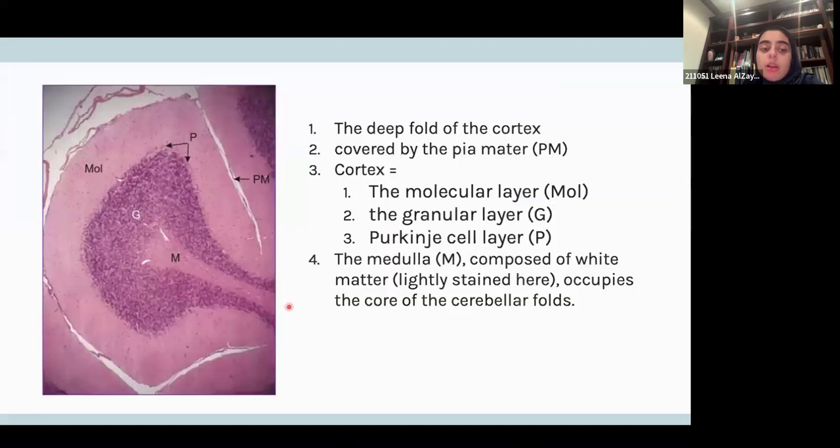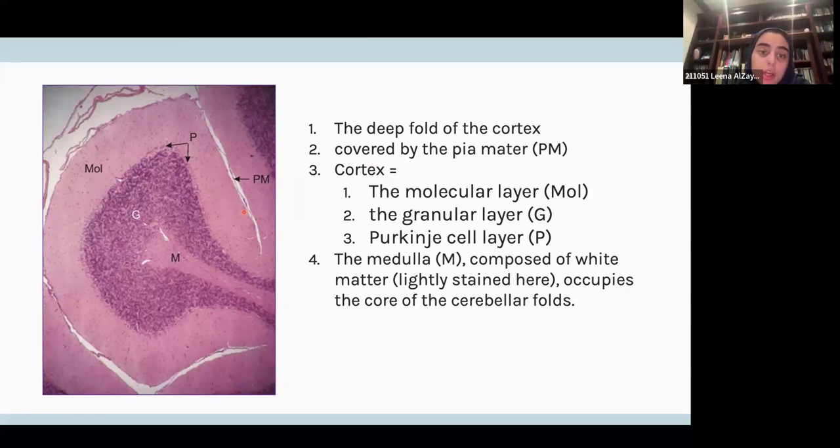The histology of the cerebellum is that they have deep folds. And you can see that it has a molecular layer over here. You have a granular layer, and we have a Purkinje cell layer, which is the letter P over here. M is for the medulla, which is composed of all the white matter. And over here, it's basically a mini brain, but it's also covered by pia mater, so you can see the lining of the pia mater here. And it's very deep folds, so it has higher surface area than the actual cerebrum. The medulla is just white matter, so the axons are inwards and the gray matter is outwards.